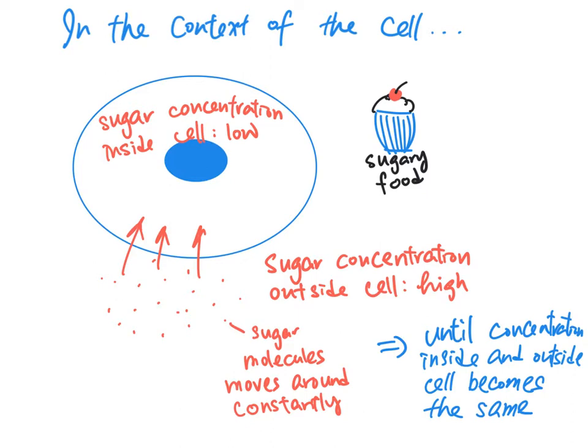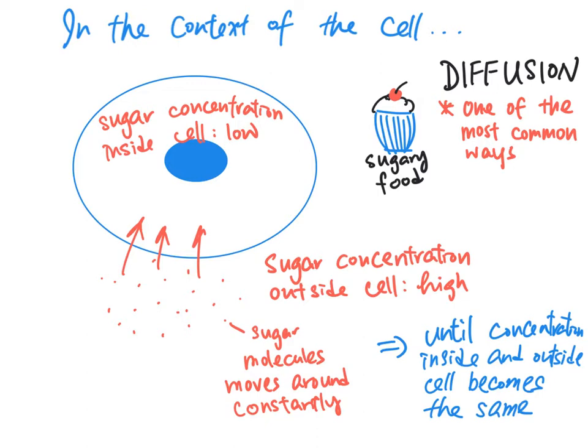Now, this type of movement of substances is called diffusion. Diffusion is one of the most common ways of things to go into the cell. And it doesn't require any energy because it happens spontaneously. This is just the way particles like to move.